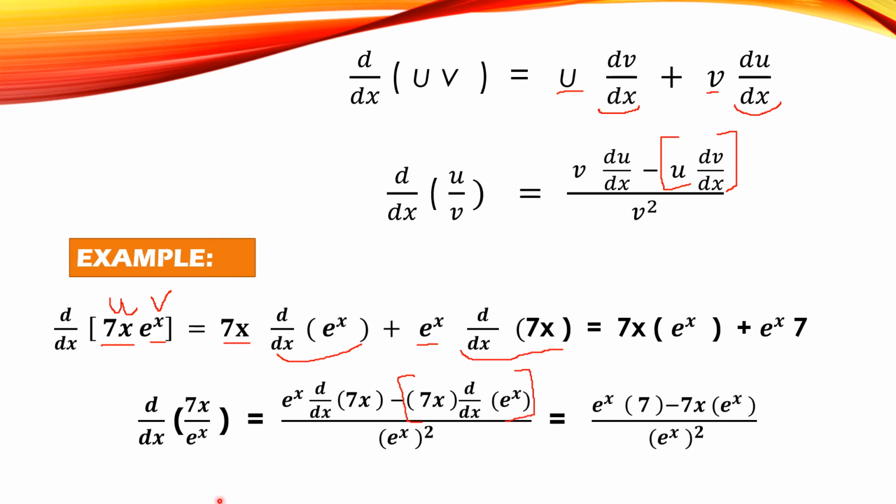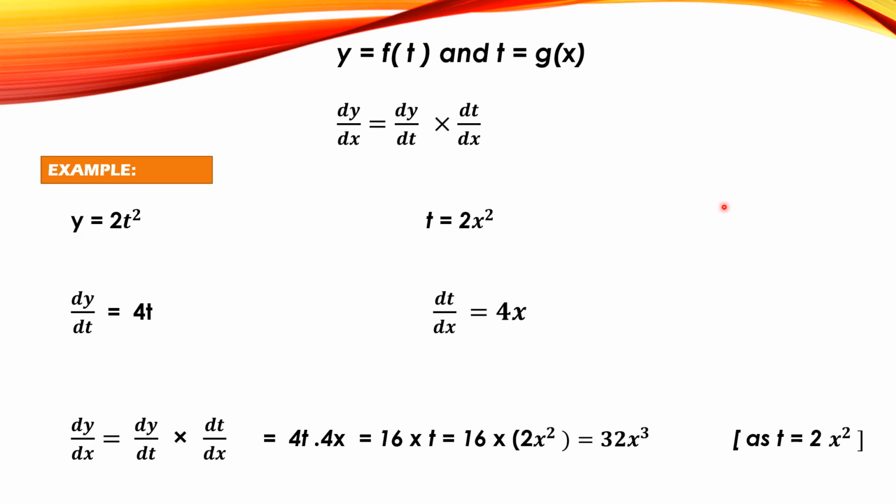Now what is the answer? The answer will be e power x into 7, because the derivative of 7x is 7, minus 7x as it is, and the derivative of e power x will be e power x. So your answer is e power x into 7 minus 7x e power x, whole upon (e power x) whole square. Okay. Next slide.